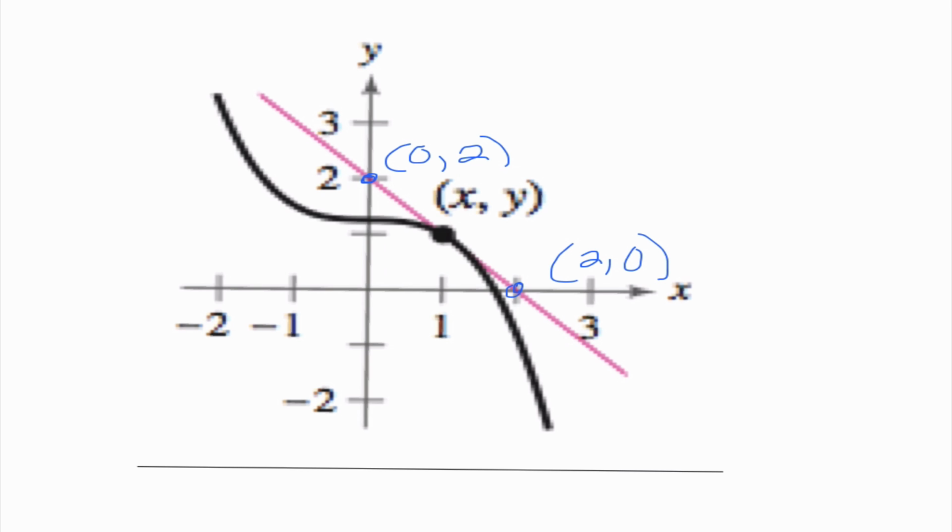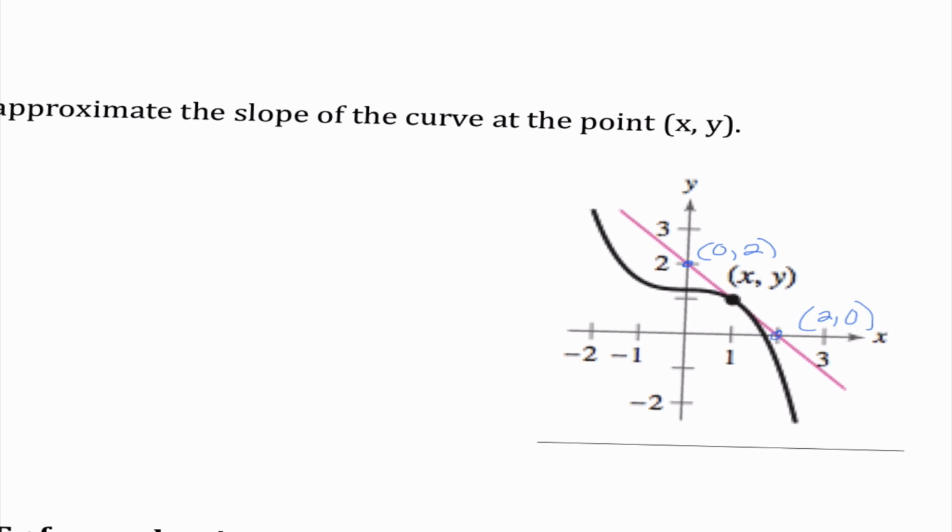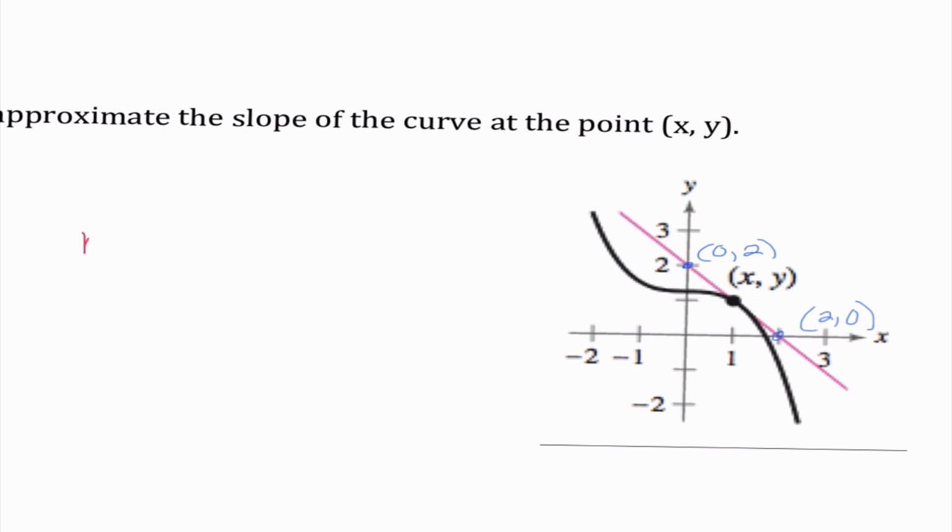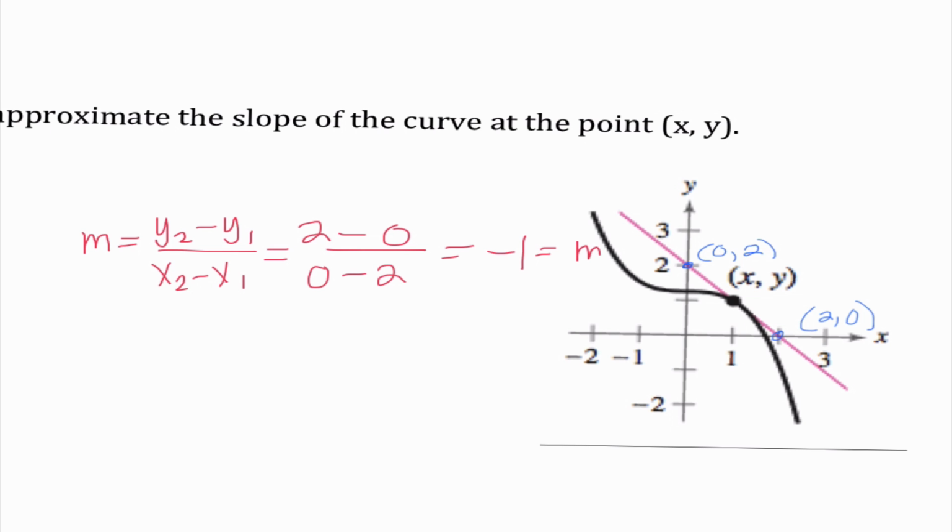Now, I want to point out that since this is a linear equation, I could pick any point on that line, and it would give me the same slope. I just think the intercepts are easy. Okay, so to actually find our slope here, I'm going to do y sub 2 minus y sub 1 over x sub 2 minus x sub 1. So I'm going to do 2 minus 0 over 0 minus 2, which gives me a slope of -1. And if we look at this, that would be an accurate answer because it is falling from left to right.